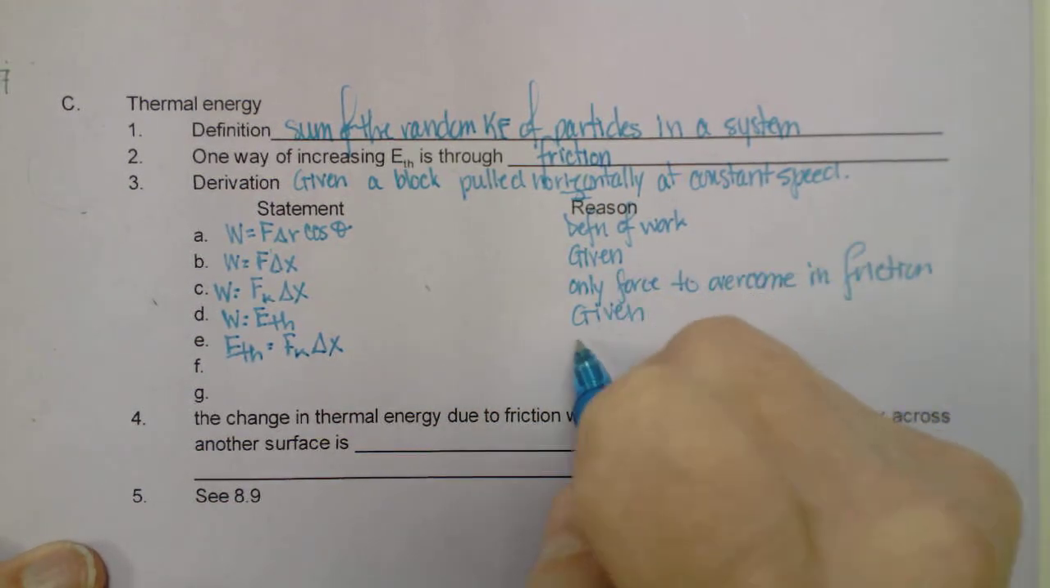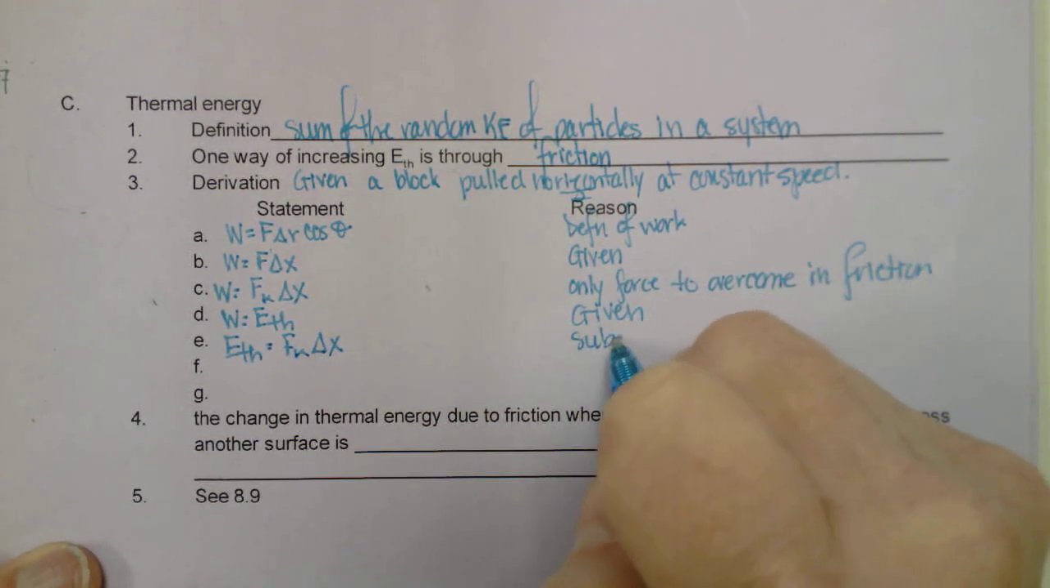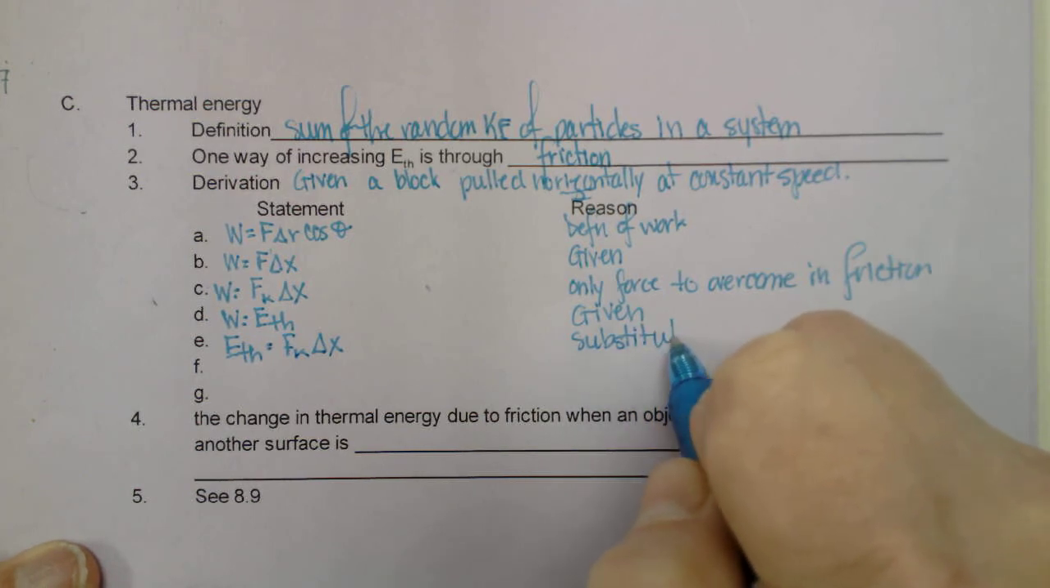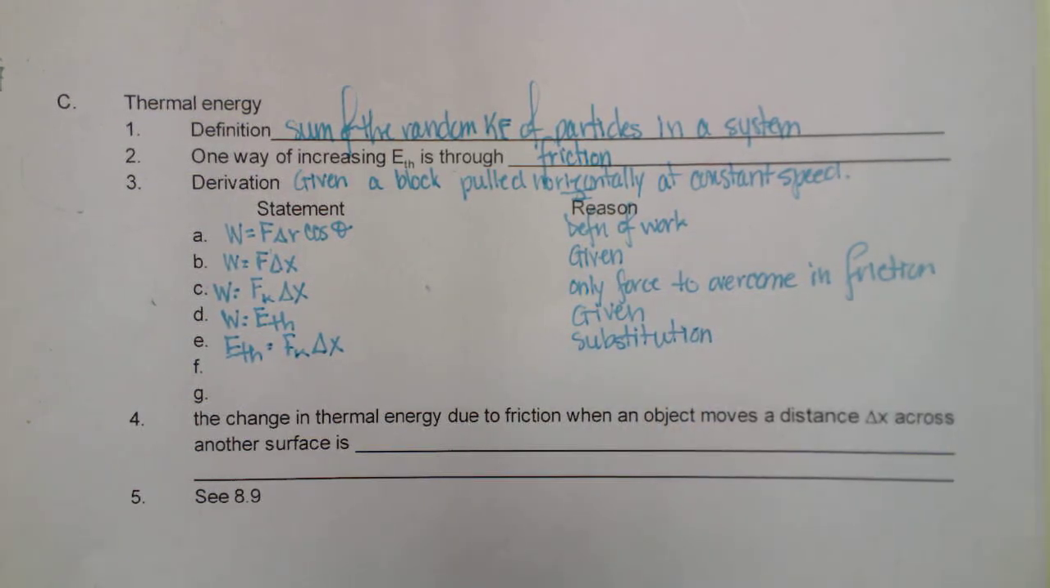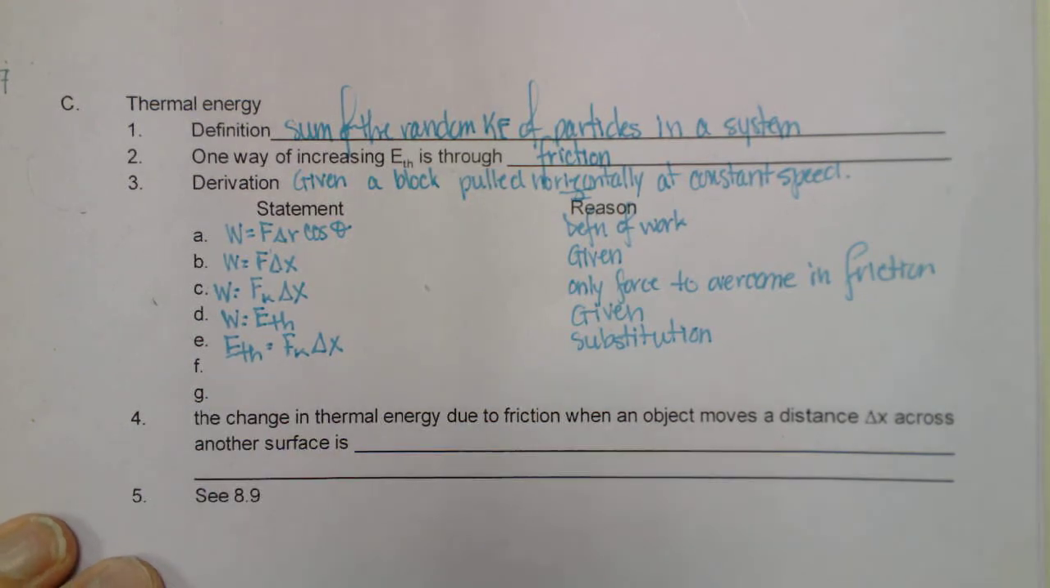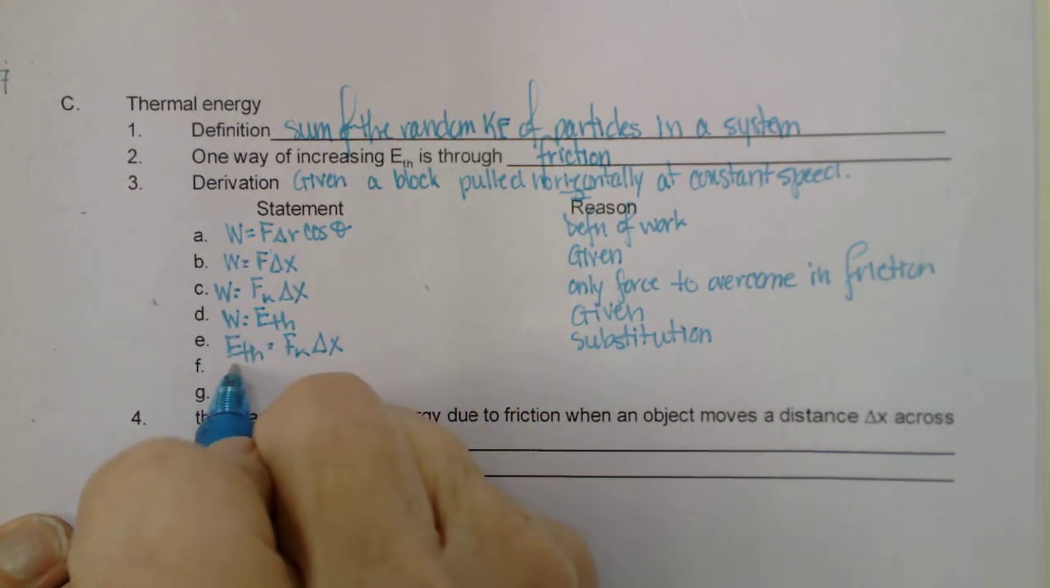And this is substitution. Now there's a lot more lines because I've done this a different way in the past, and I've decided, just for the interest of brevity this year, we're going to tighten this up a little bit. So really, this one's pretty straightforward. I have one force that I have to overcome. That force is the force of friction. And they're in balance because they're constant speed, and it's moving horizontally, so it's delta x. So this is my derivation, and this is going to be my working formula then. E thermal is F sub k delta x.